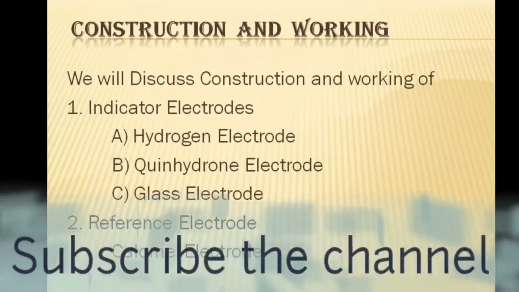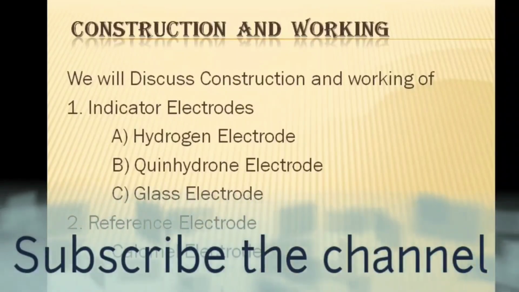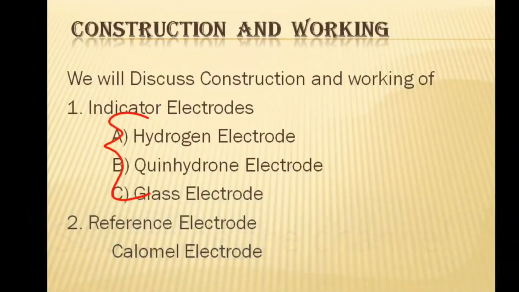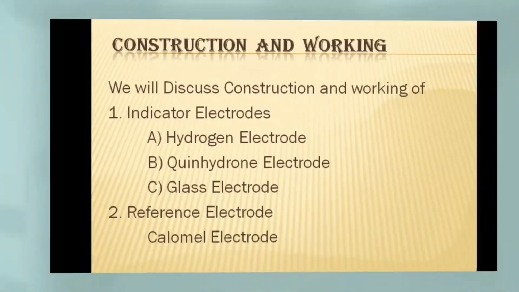Now we are going to discuss the construction and working of 3 indicator electrodes and 1 reference electrode. The indicator electrodes are the hydrogen electrode, quinhydrone electrode and a glass electrode. An example of a reference electrode is the calomel electrode. Now let us discuss these points.